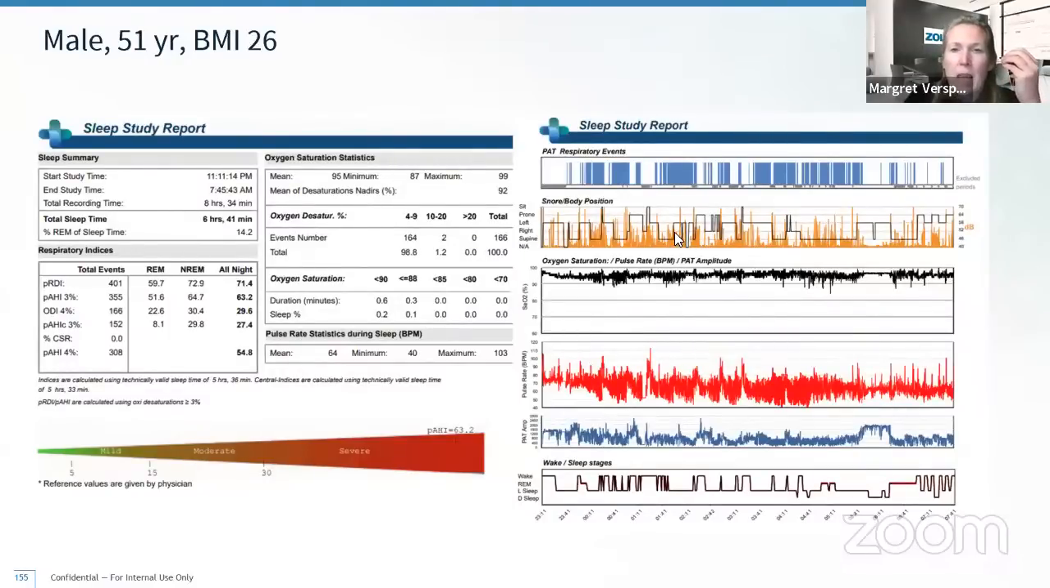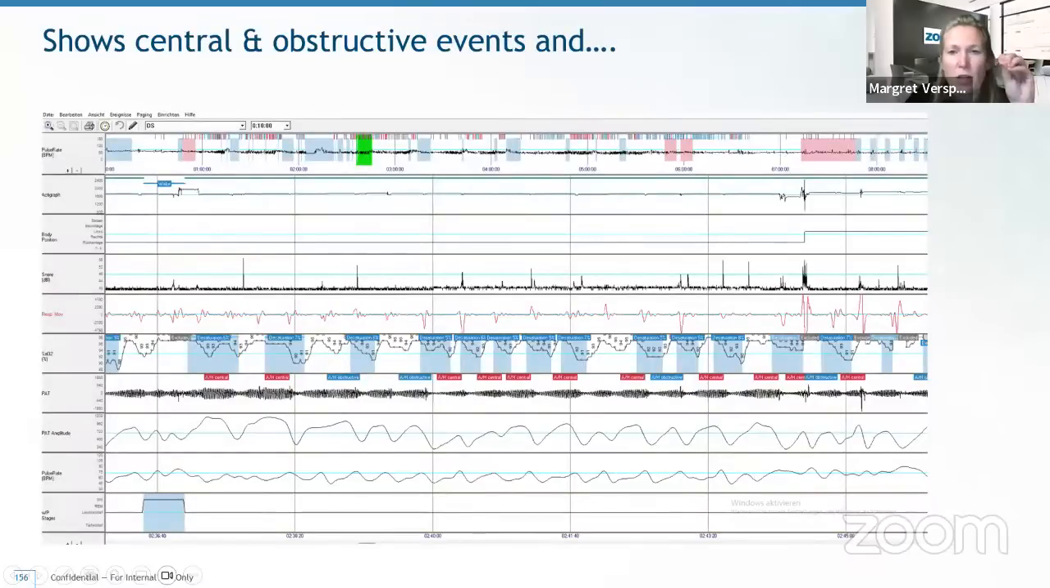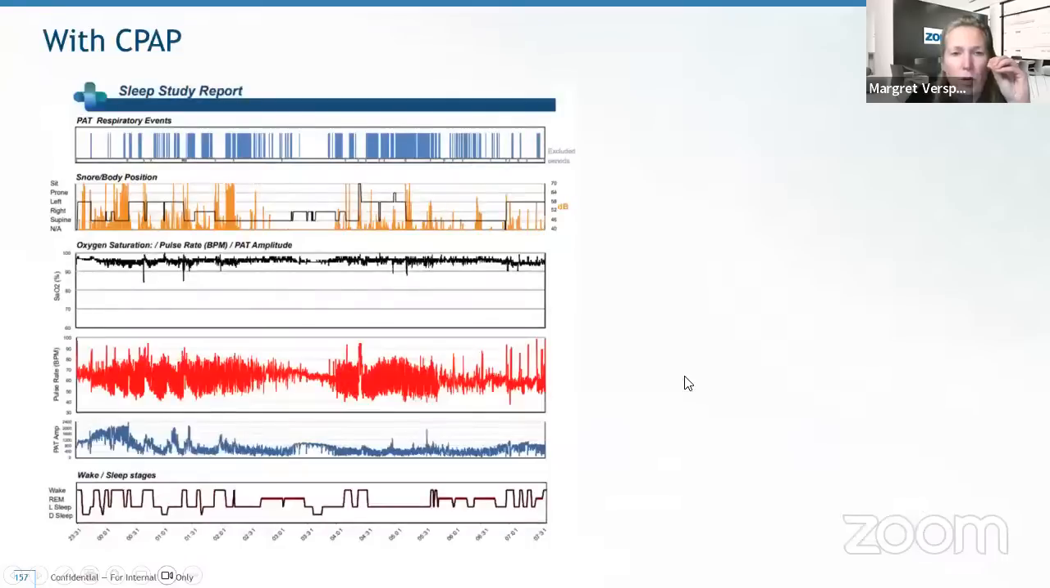The algorithm scores a high HI of 63%. The ODI is 4%, but the ADHI is 3%. This is what we see in the raw data. We see desaturations, and it looks like some central events, but there's also some snoring, and we also see quite a lot of movements. So the doctor decided to treat the patient with CPAP.